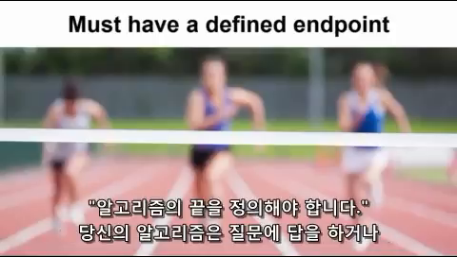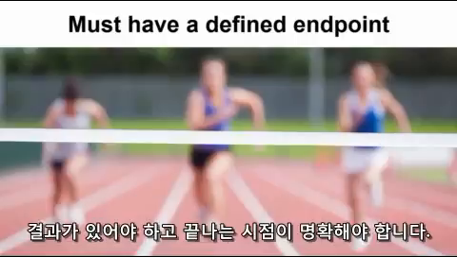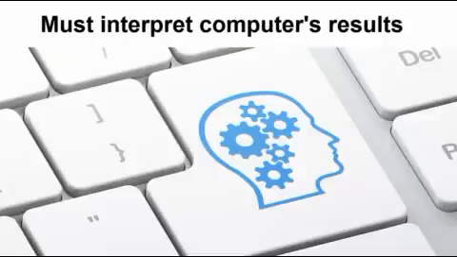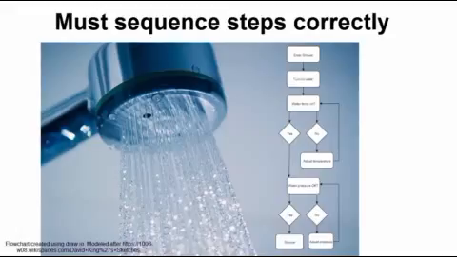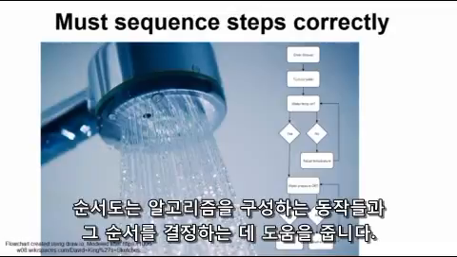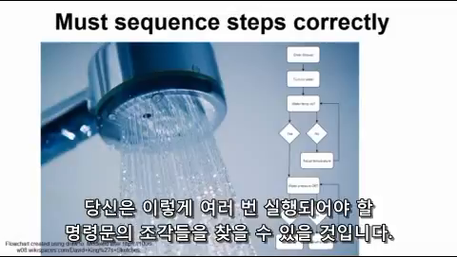You need to have a defined endpoint. Your algorithm should answer a question or produce a result and be clear when it has finished. You need to be able to interpret the computer's results. It is important that instructions are sequenced in the correct order to complete the task at hand. Flowcharts can help identify actions and the order in which they need to occur.